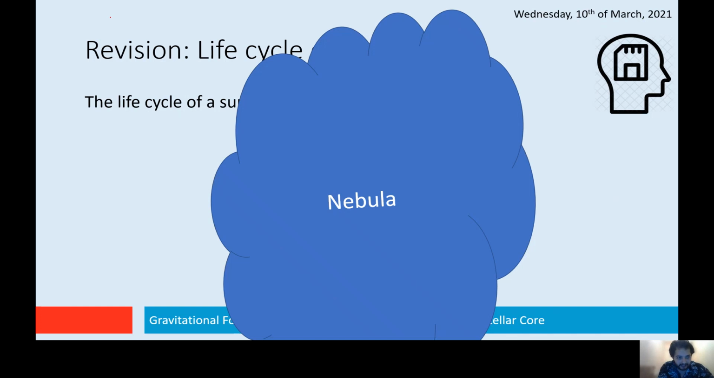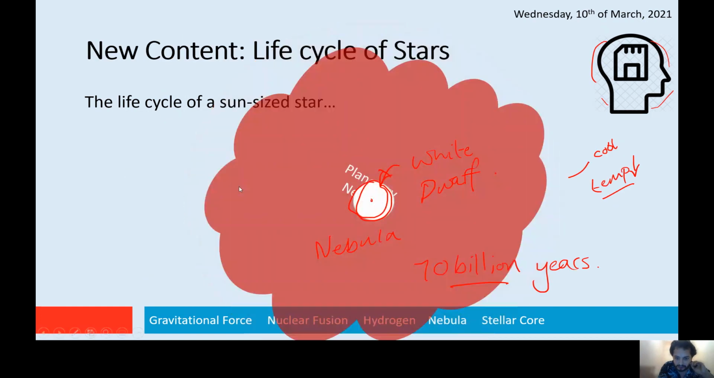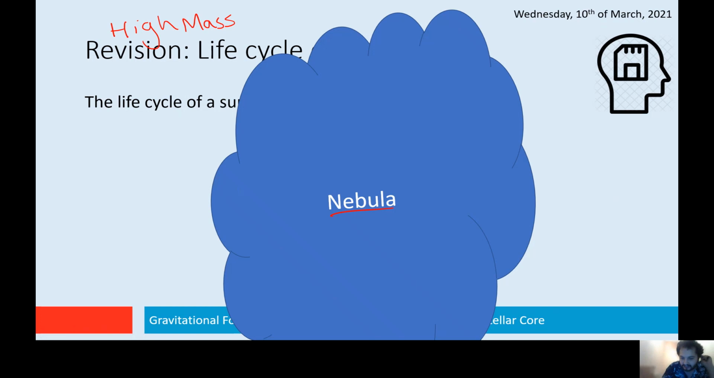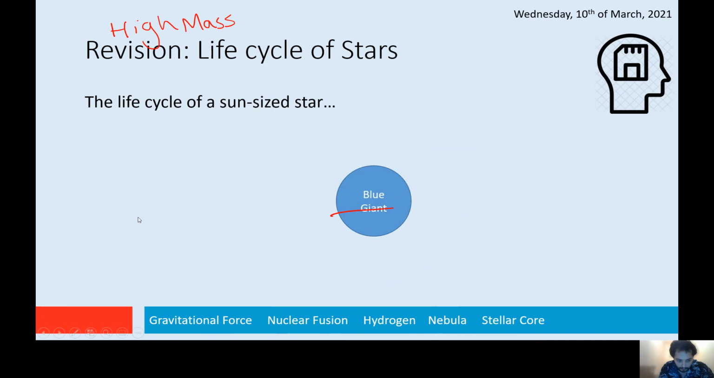Now let's have a look at high mass stars. Similarly to low mass stars, they're born in nebulas, so a big collection of gas and dust. And again, if this is a much bigger nebula, you'll get a blue giant. The fact that there's more stuff to burn, the fact that this is a heavier star, means that it's going to be hotter.